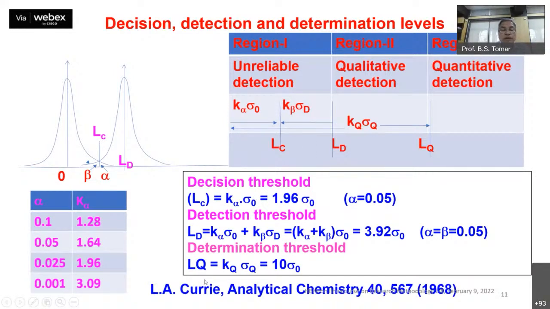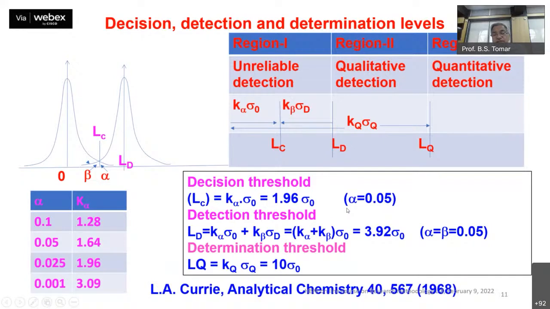This is what I tried to explain here: the decision threshold, the decision that yes, your sample contains the signal, the impurity that you are looking for. So this is called the decision level, K alpha sigma 0. For alpha equal to 0.05, K is 1.96. So background plus 1.96 sigma, if that is present, then you say it is present. Detection threshold, to call detection limits.